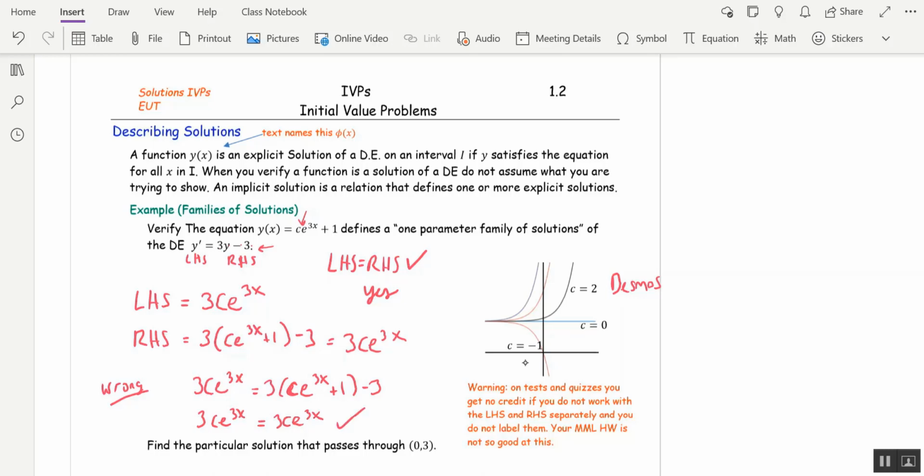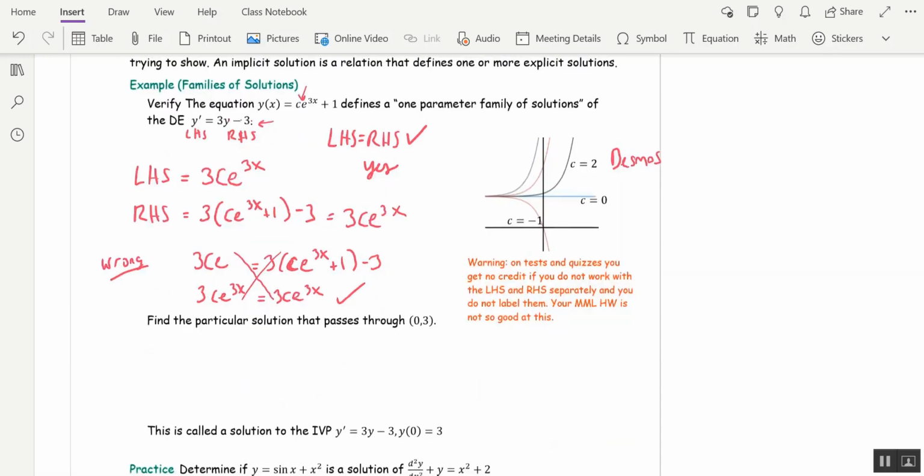What's wrong with that, logically, is that from the get-go, you're assuming that the left is equal to the right, all right? You never want to assume what you're trying to show. And in your MyMathLab homework, they're not so good about separating out left-hand side and right-hand side, but you should be. So you should be better than them.